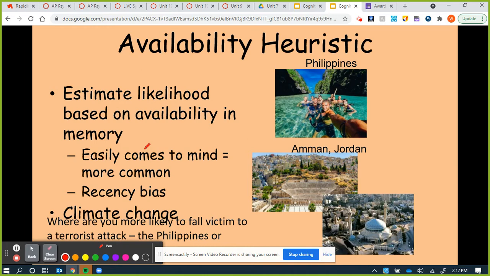There's another example. What do you think is more common: words that have the letter K as the first letter, or words that have the letter K as the third letter? People always answer words that have K as the third letter because they're easier to think of. They come to mind more easily. Actually, there are a lot more words that have the letter K as the first letter, but they just don't come to mind as easily.